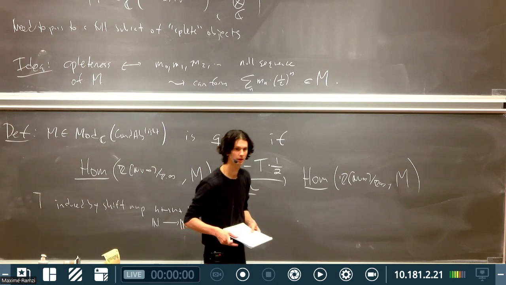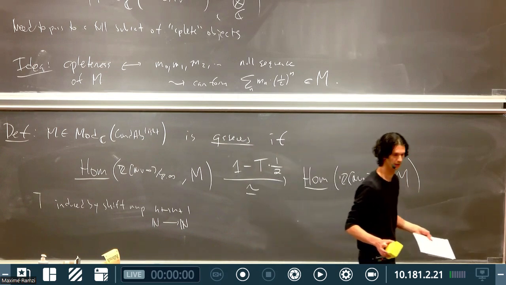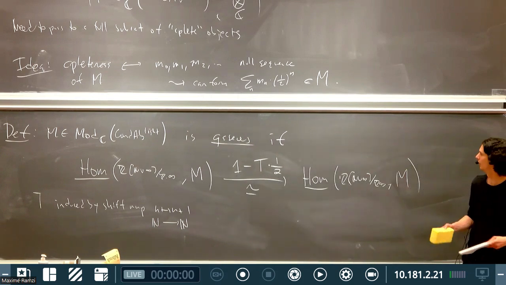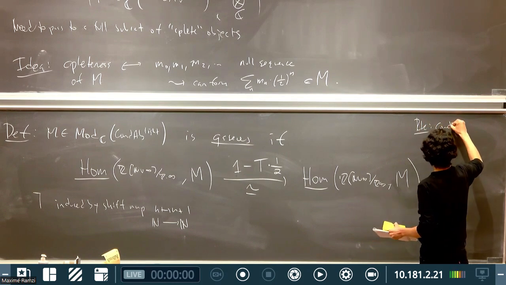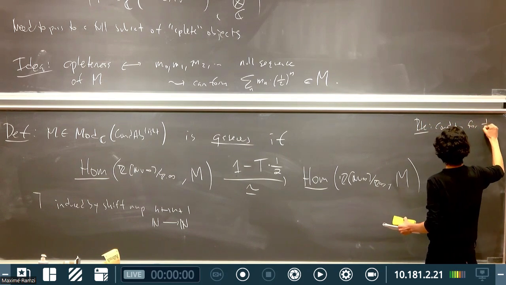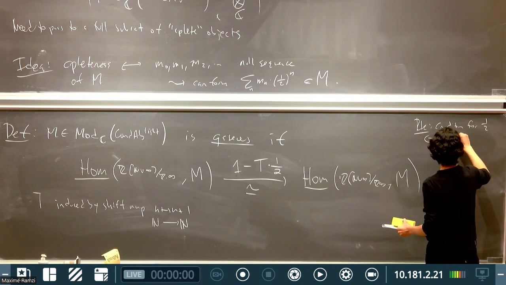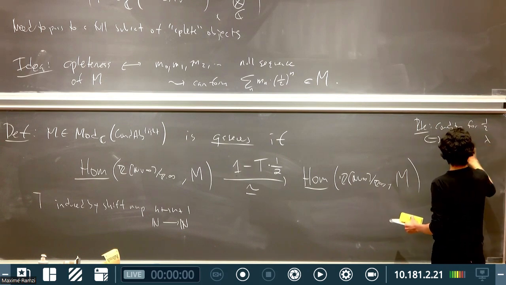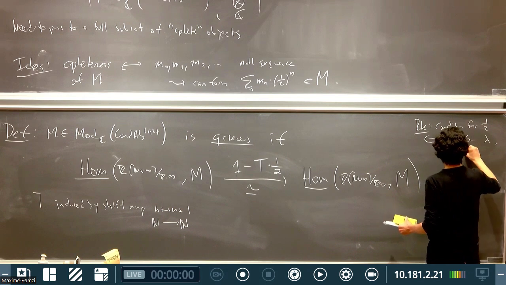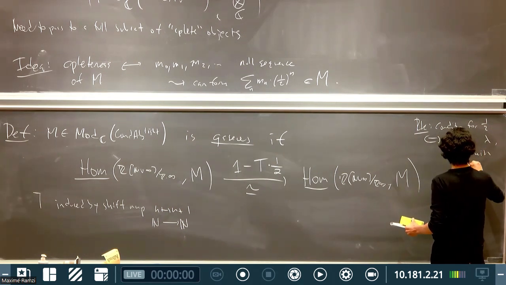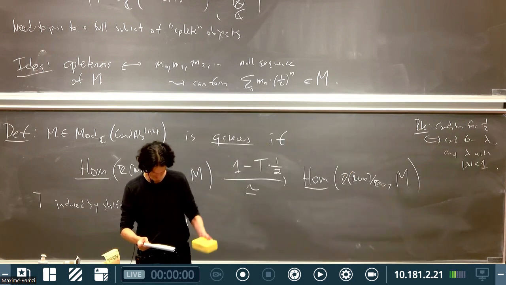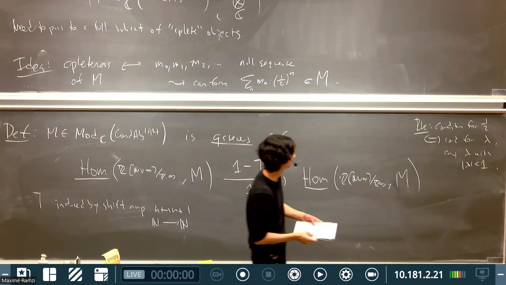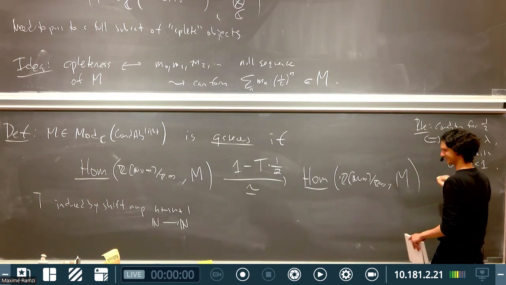Oh, thank you. Remark: the condition for 1/2 is equivalent to the condition for lambda, for any lambda with absolute value of lambda less than 1.